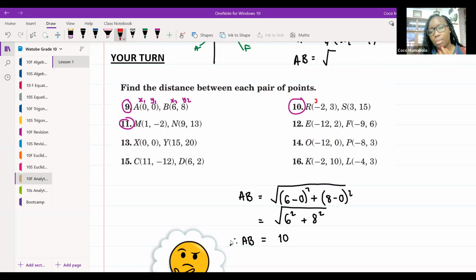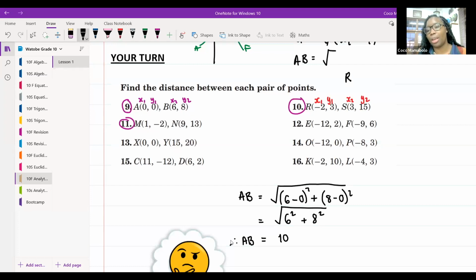So our -2 is going to be x1. Excellent. And my 3 would be? Y1. Good, y1. And then for this one over here, 3 and 15? Our 3 is going to be x2. Excellent. And my 15 is going to be y2. Excellent, y2. All right, this line is called RS.